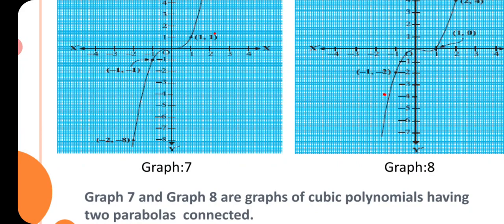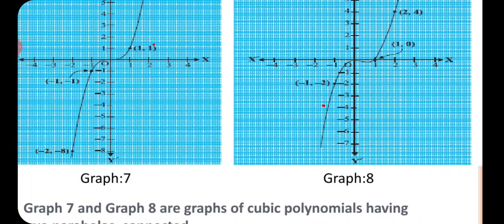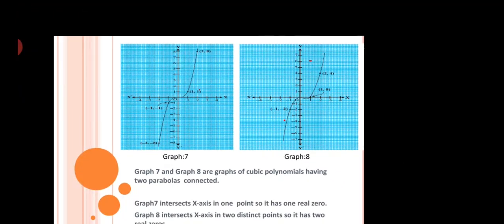Now see this graph again. Graph 7 intersects only at one point, that is O, which is on the x-axis. So it has only 1 zero. And graph 8 intersects at two distinct points. You can see that, one here at 0 and another at 1. So it has 2 zeros.